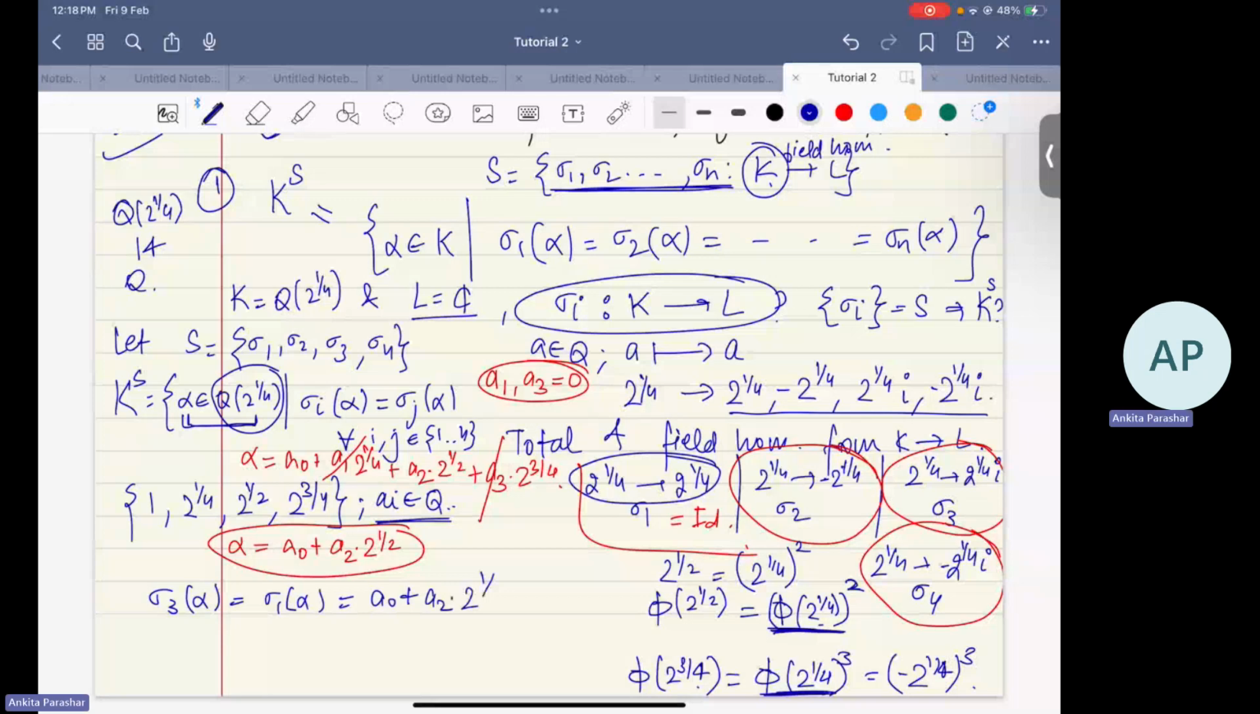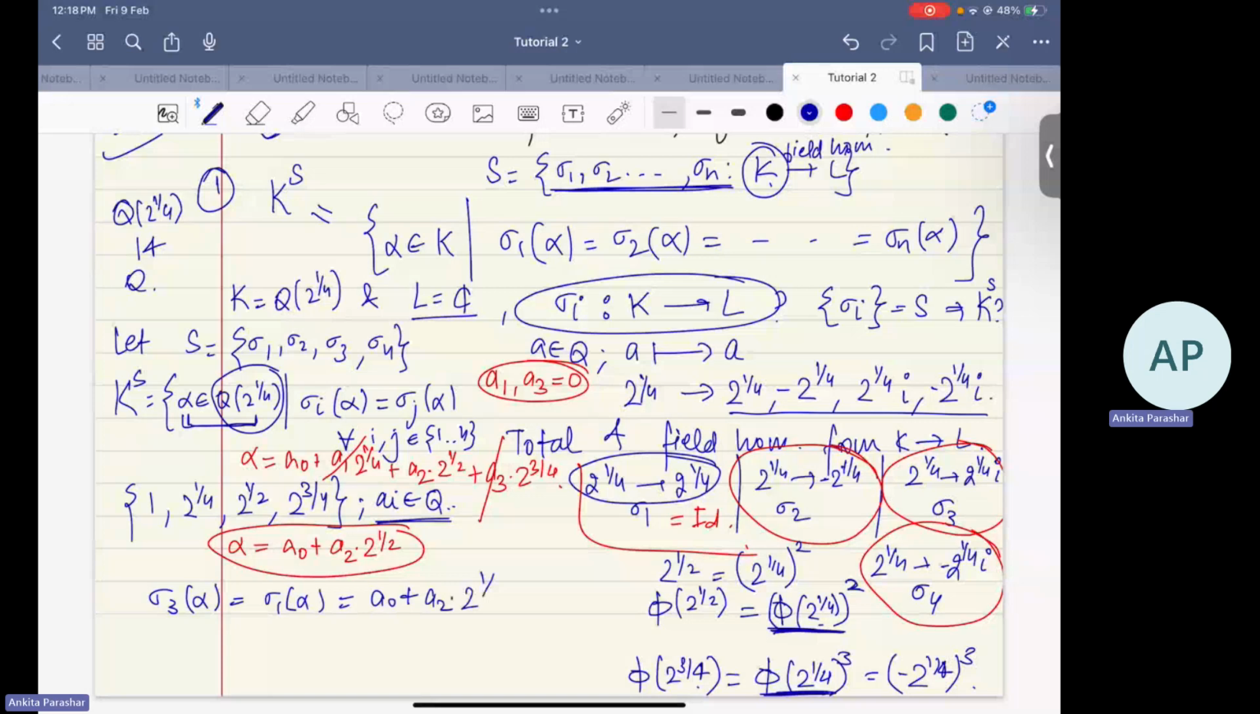In a similar way you can see this for any set which contains two elements. You can see the answer. Maybe I'll write the answer. You can verify this: Q root 2. Okay. Look at sigma 1, sigma 2, sigma 3. This set. We will discuss this third and fourth part now.